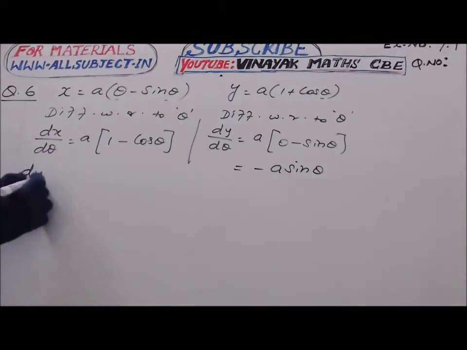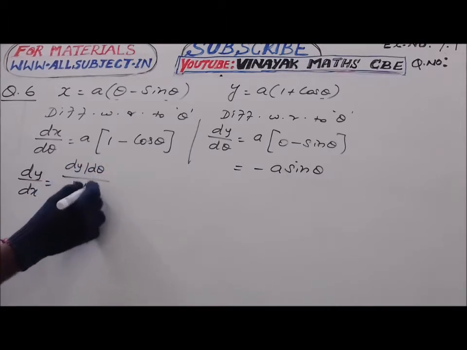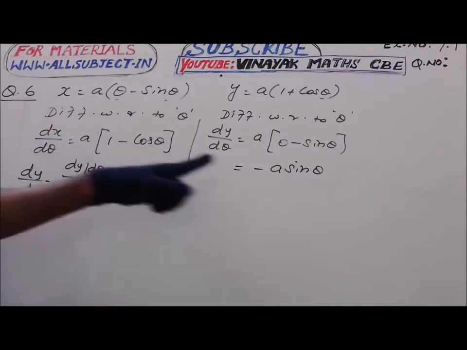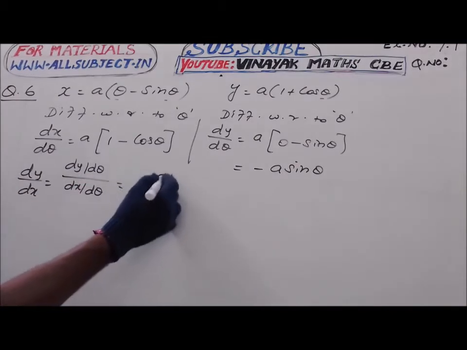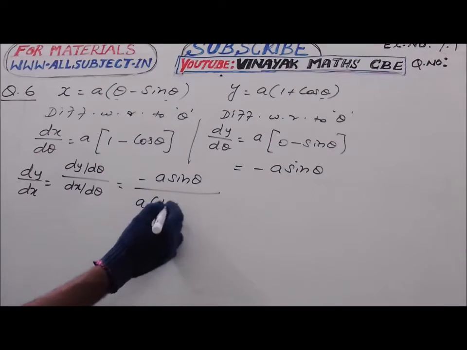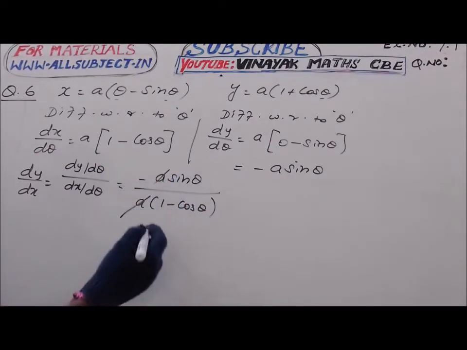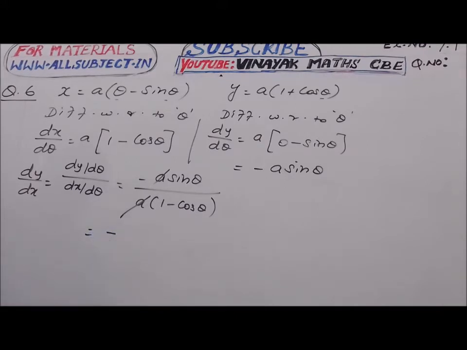Now dy by dx is equal to dy by d theta divided by dx by d theta. So substituting, we have minus a sin theta divided by a into (1 minus cos theta). Can cancel a, the remaining is minus.